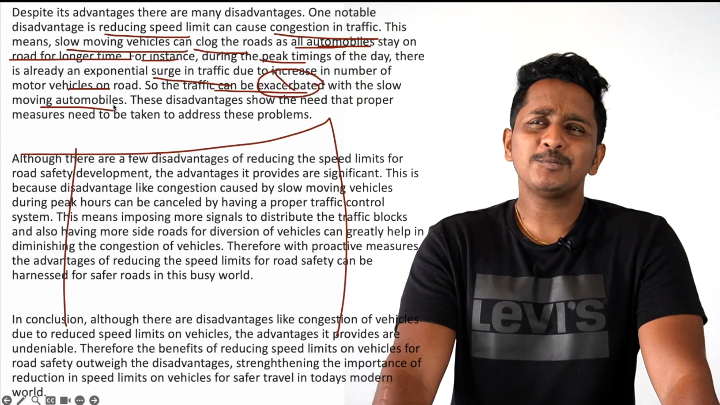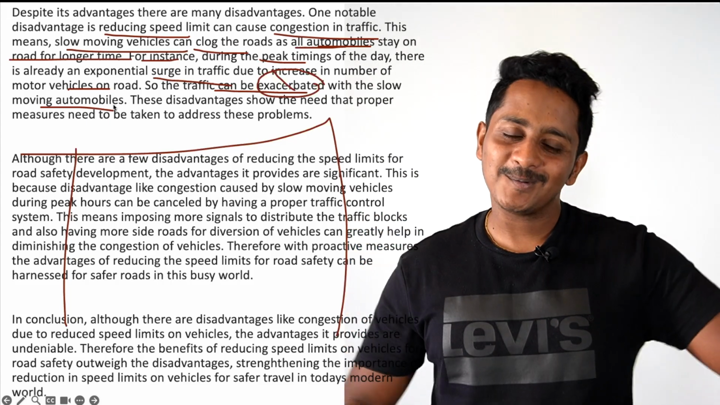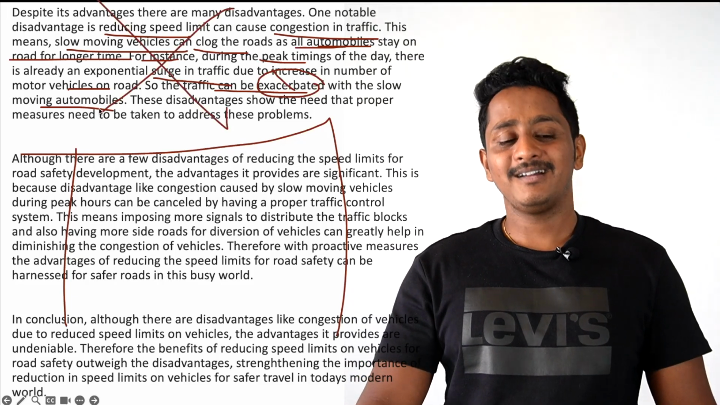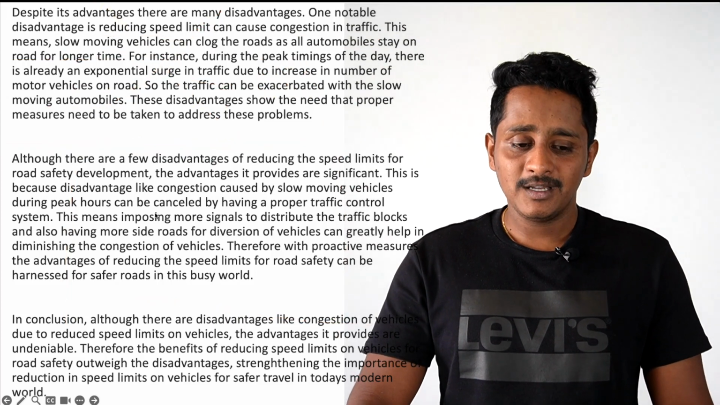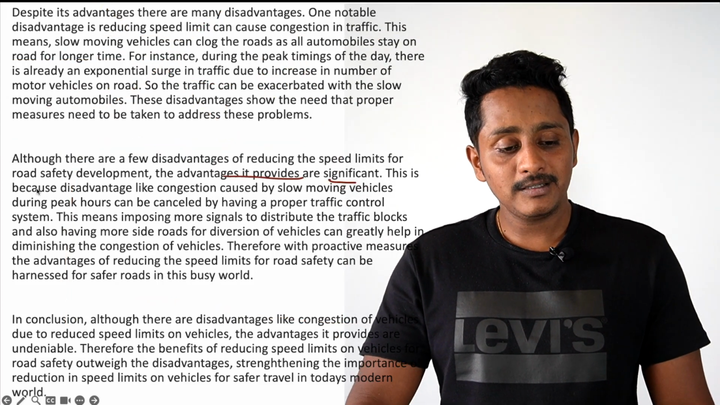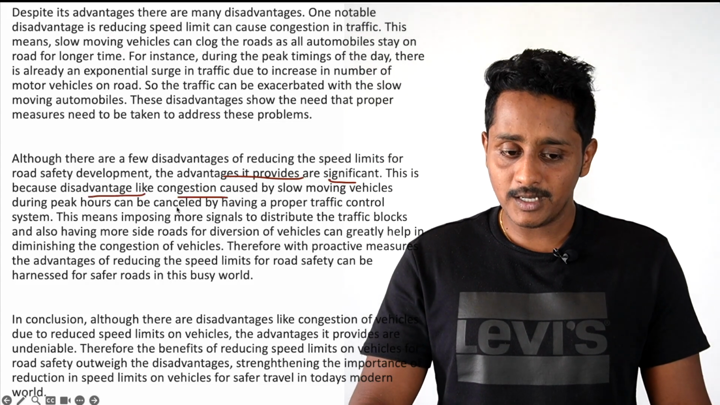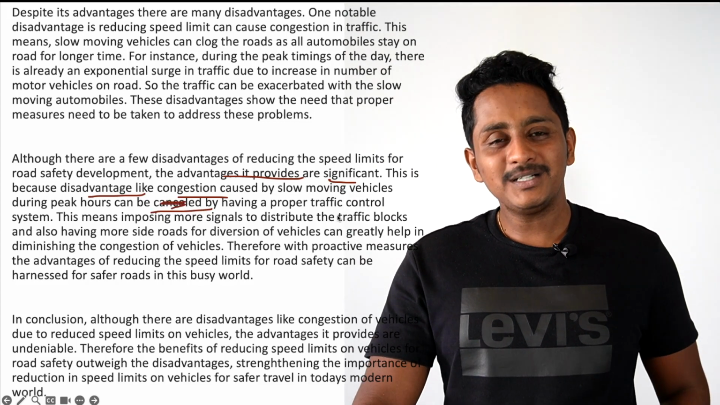How? Slow moving automobiles will not cause the problem. When everyone rushes, that's where the problem starts, isn't it so? So, wrong idea. Next paragraph. Although there are few disadvantages of reducing speed limit, the advantages are significant. This is because disadvantage like congestion caused by slow moving vehicles during peak hours can be negated, a good word, by having a proper traffic control system.